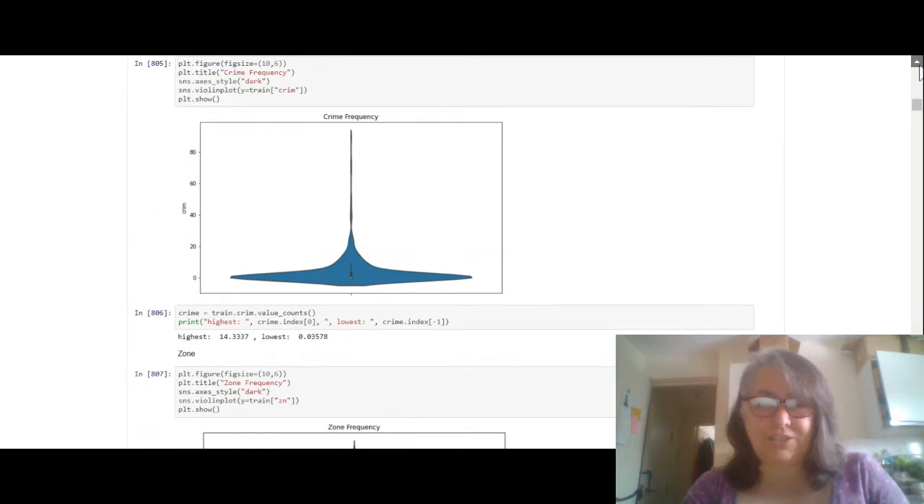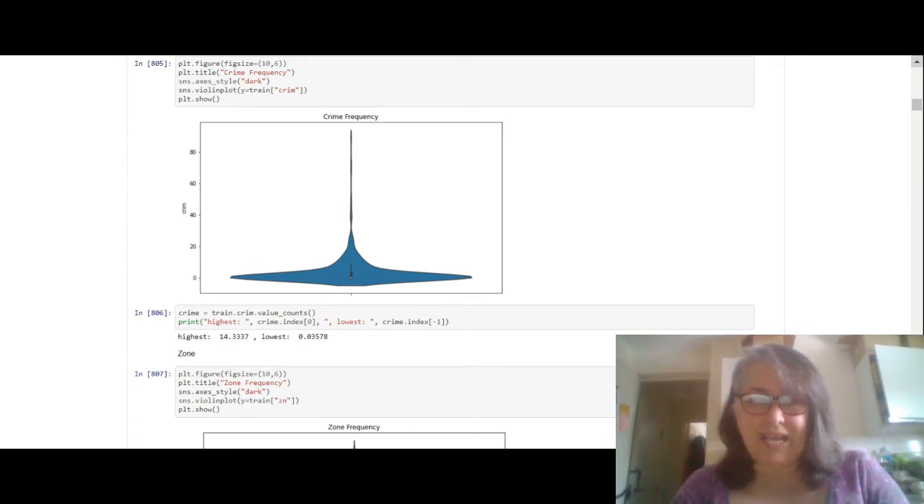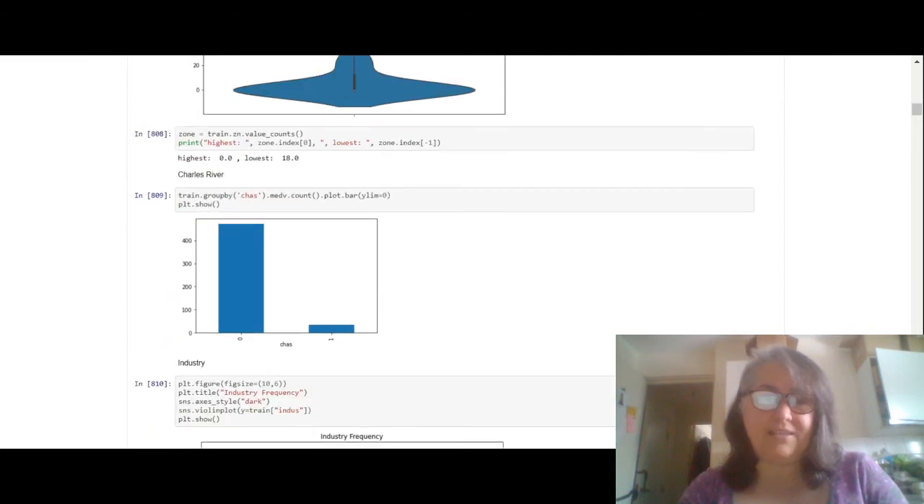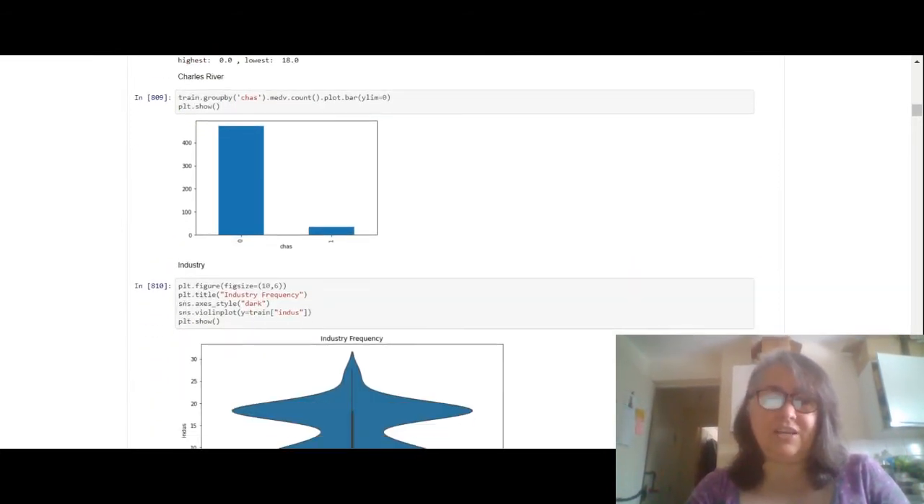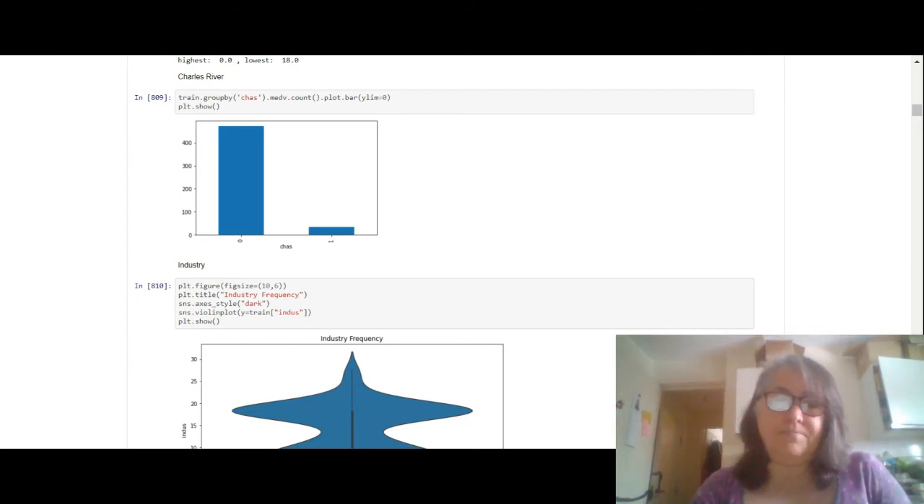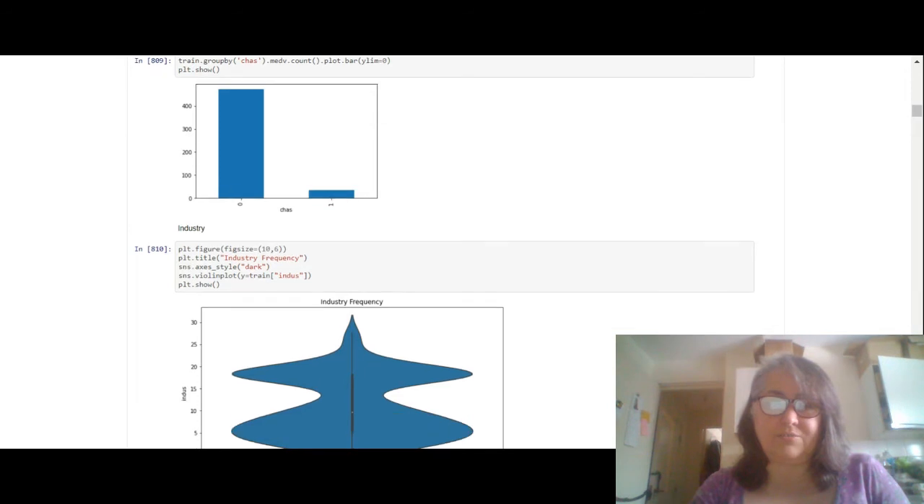And if you want to go back to the crime frequency, it says your highest incidence is 14 and your lowest incidence is going to be 0. These are violin plots, by the way. And now what we're going to do is look at the Charles River. You're going to see if the houses are on the Charles River. So you can see number 1 is it's by the Charles River, and number 0 is it's not by the Charles River. So there's not very many houses by the Charles River.